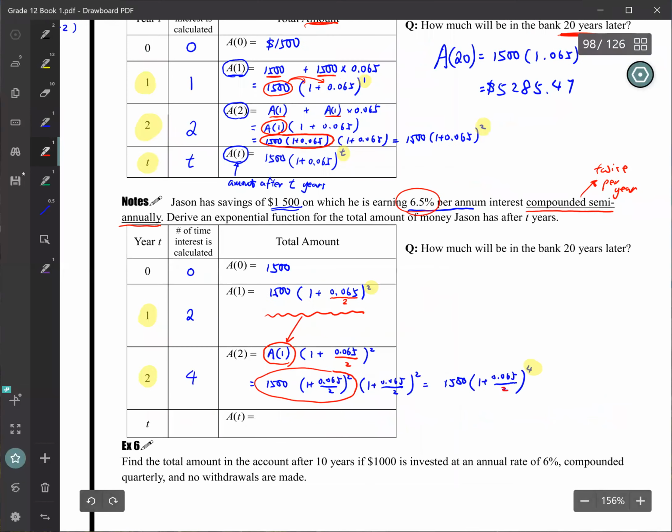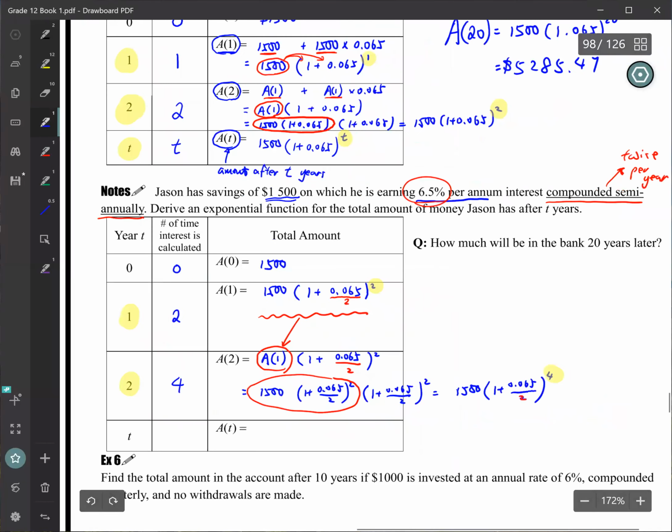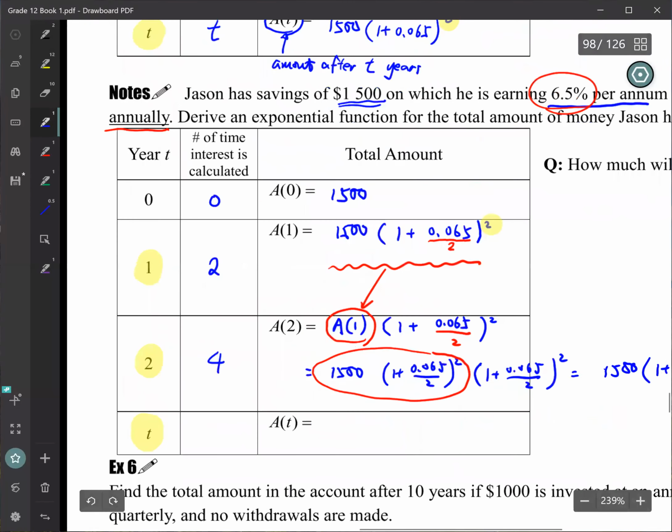Okay, now we need a formula then. If it's T years, how many times in total then? How many times do you get the interest then? Cindy, what do you think? What do we put here? 2t. Yeah, very good. You just multiply by 2, right? So this will be 2t.